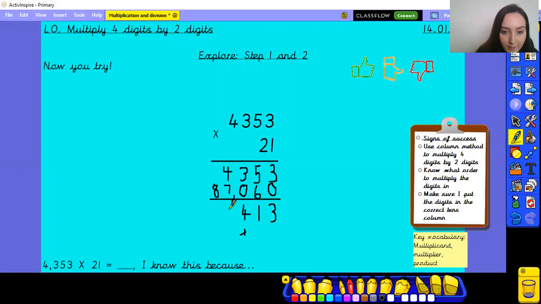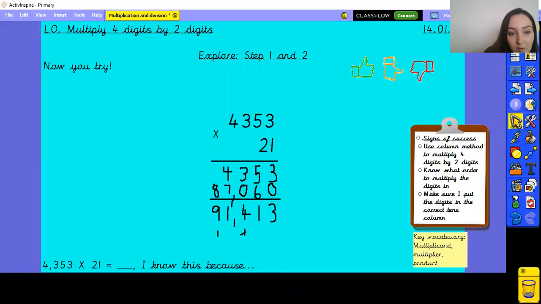4 add 7 is 11, so again I'm going to put a 1 here and 1 underneath, and 8 add the 1 becomes 9. So my product is 91,413. So well done if you had a go at that one and got that answer correct.